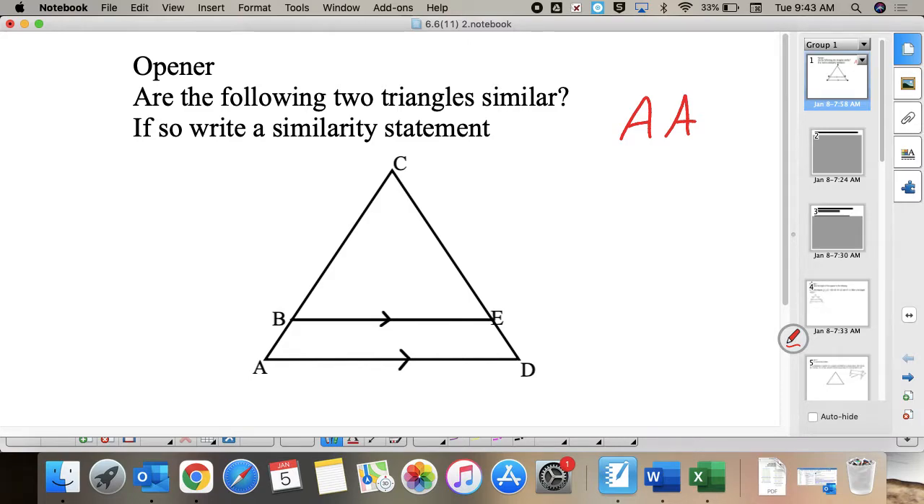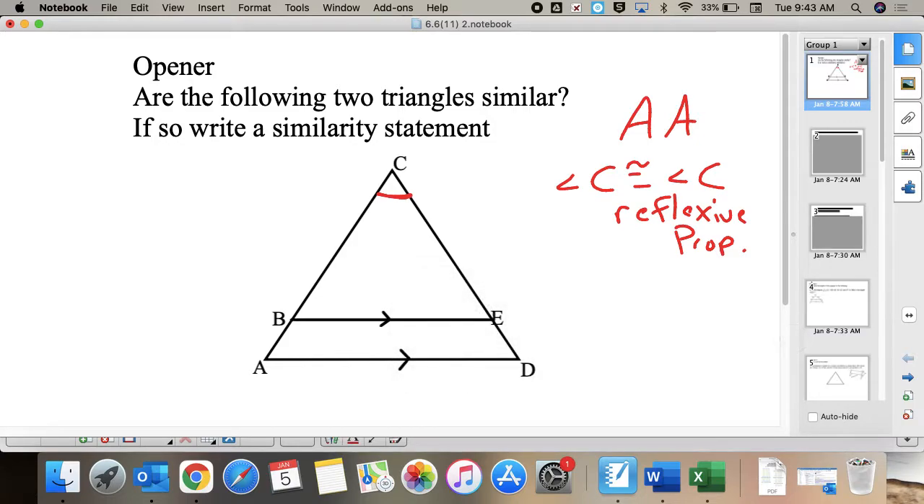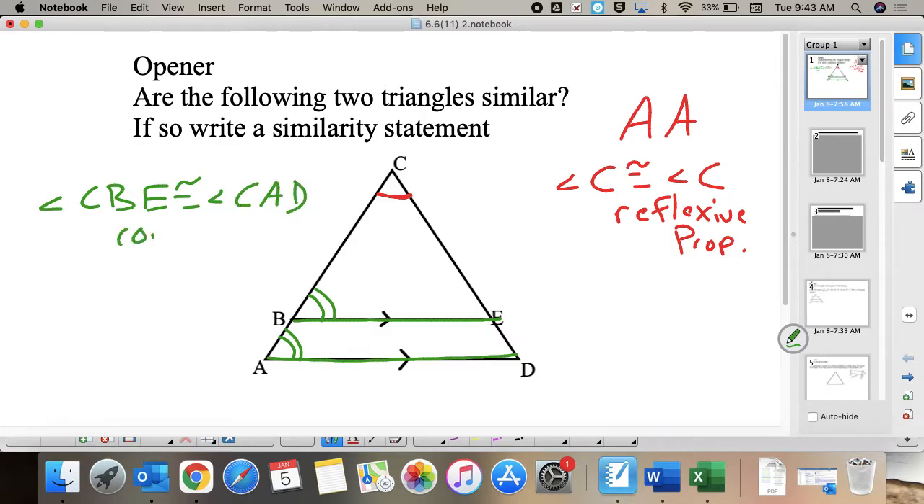If you notice, both the small triangle and the big triangle share angle C. So we can say angle C is congruent to angle C, and that was our reflexive property. Now, our other set comes from the set of parallel lines that we have here. When these lines are parallel to each other, remember your corresponding angles will have to be equal. So angle CBE will be congruent to angle CAD, and our reason is they are corresponding angles.